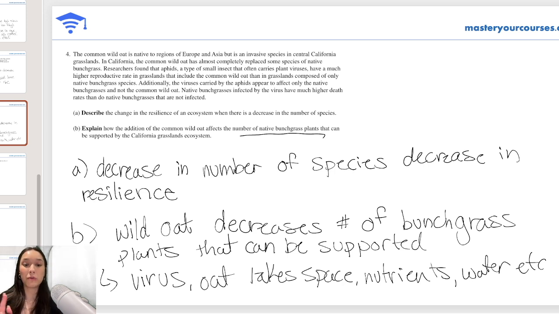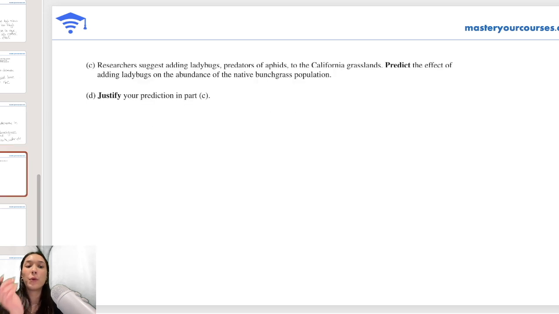So as long as you gave some sort of justification for the fact that the number of bunchgrass plants would decrease, since wild oat is an invasive species, the question specifically mentions that they bring viruses that are more harmful for bunchgrass, but also just the wild oat being there would take up space, nutrients, water, etc. Now for part C, researchers suggest adding ladybugs, predators of aphids, to the California grasslands. Predict the effect of adding ladybugs on the abundance of native bunchgrass population, and then D, justify your prediction. So I'll just do this one all together.